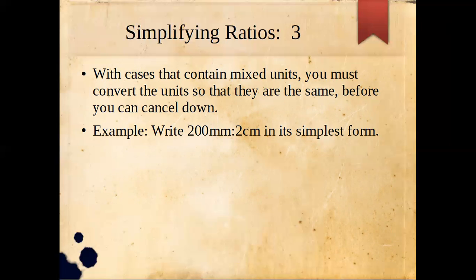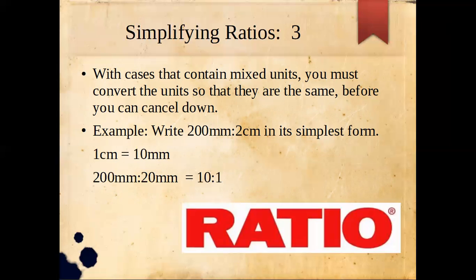So what we're going to do here is write the centimeters in millimeters, but you could do this the other way around. You could write 200 millimeters as centimeters. So we're going to put 200 millimeters to 20 millimeters as our ratio. And what we can do is divide both sides by 20, and then we'll get 10 to 1, okay? That is our final answer. So that's what you do with mixed units. You make sure that the units are the same, so you convert them.